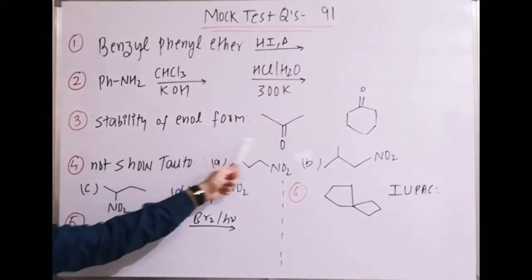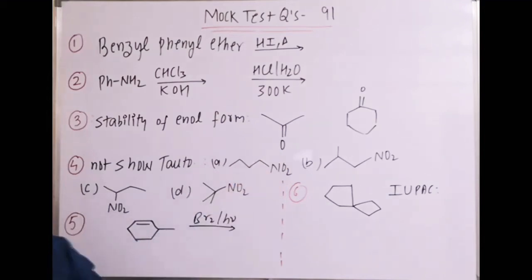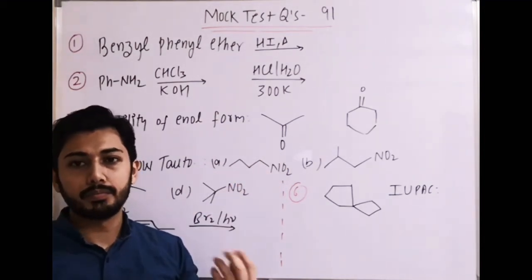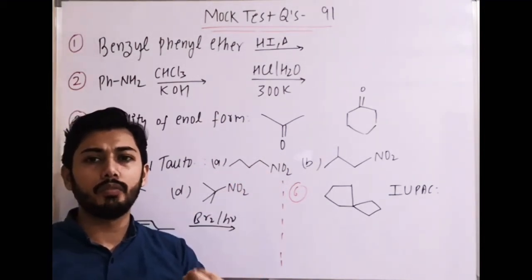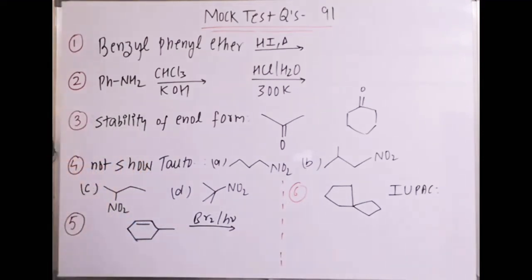Third is stability of enol form. Between these two, which will give a more stable enol form? That means where the percentage of enol form will be slightly more. That is the question. So I am answering question number 1.